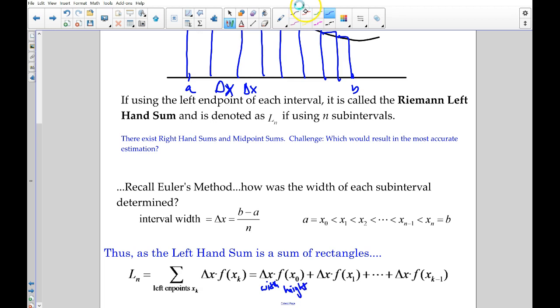Also, one thing that I want to point out is if we're ever asked to find the interval width, so we have the two endpoints and we're splitting it into some number of intervals, we can compute delta x by dividing by the number of intervals. And that's a brief look at left-hand Riemann sums and how they apply to work.